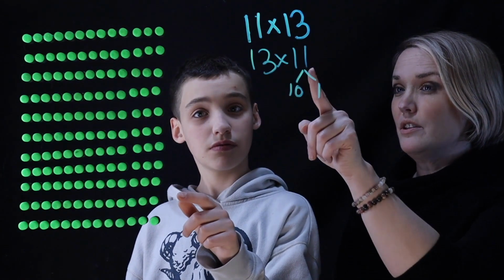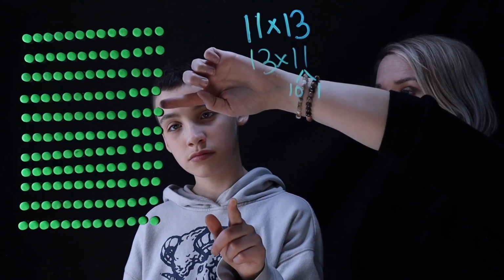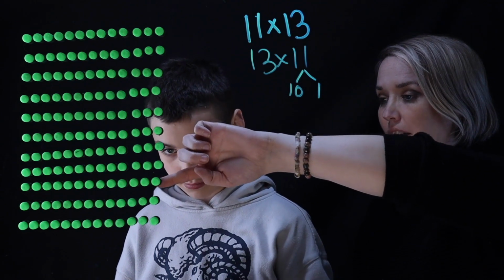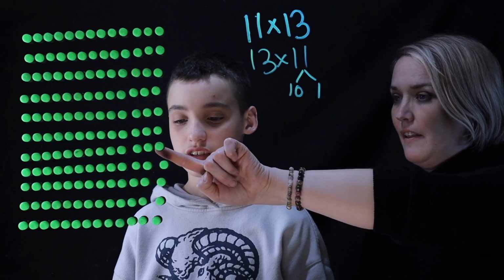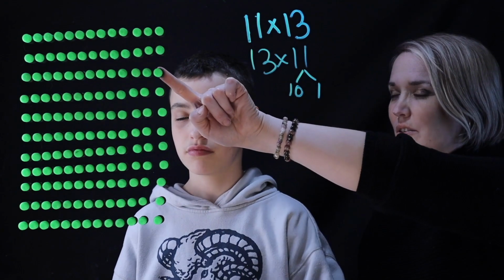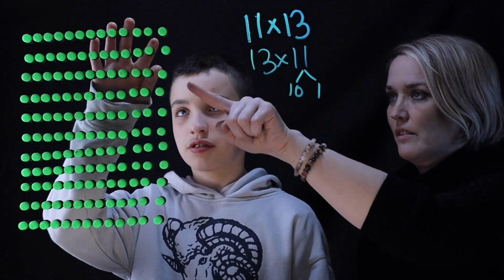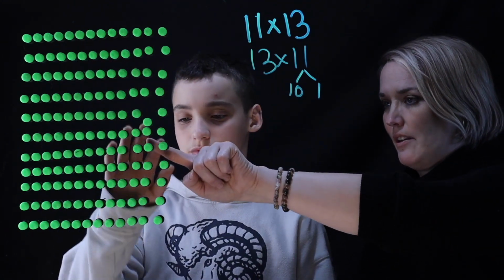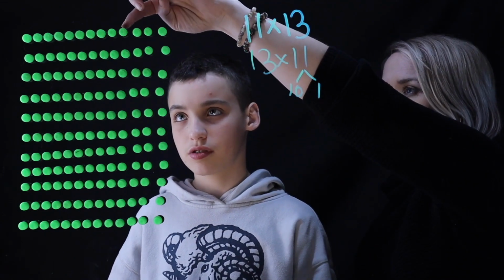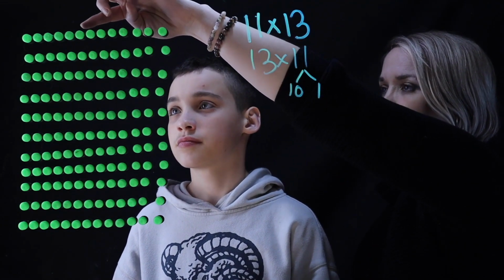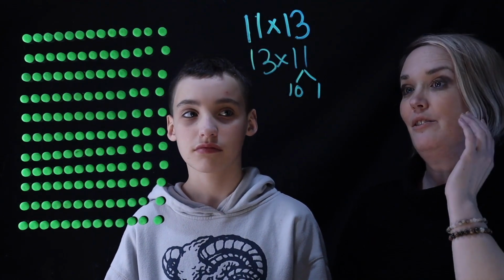So you want to think of 13 groups of 11, right? So check this out. 1, 2, 3, 4, 5, 6, 7, 8, 9, 10, 11. So there's the 11. And I bet you can count 13 groups of 11. So that's one group of 11. That's 2. That's 2 groups of 11. So that is 3, 4, 5, 6, 7, 8, 9, 10, 11, 12, 13. So there's 13 groups of 11.